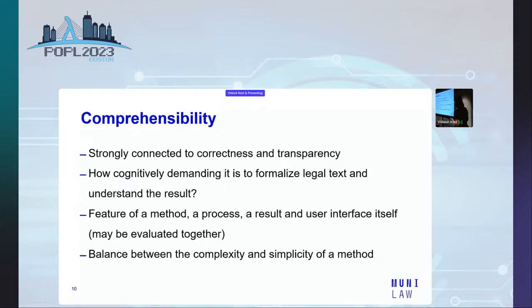We think it's crucial that the method or the user interface is as friendly and as simple as possible, so that it can be used by lawyers without any further help from other people. But of course, it also needs to be complex enough to involve all of the different legal relationships or legal sources that may influence a certain situation. So finding the right balance between these two is a crucial point of the comprehensibility feature.